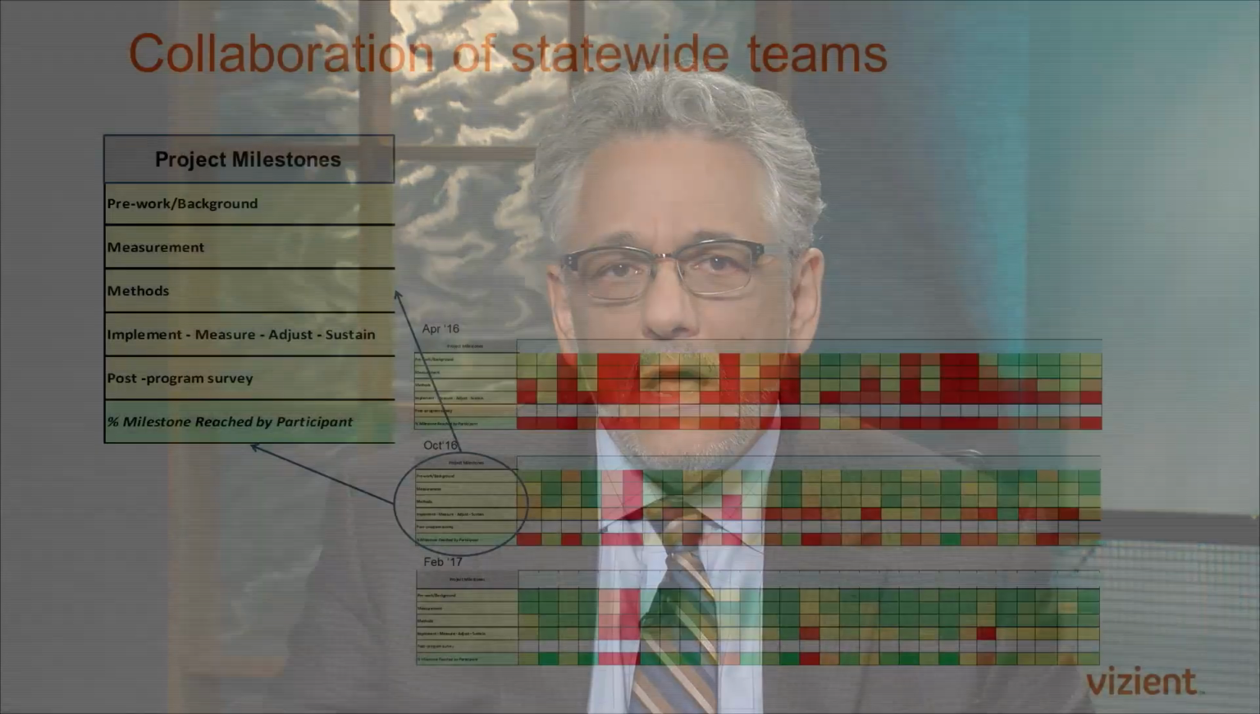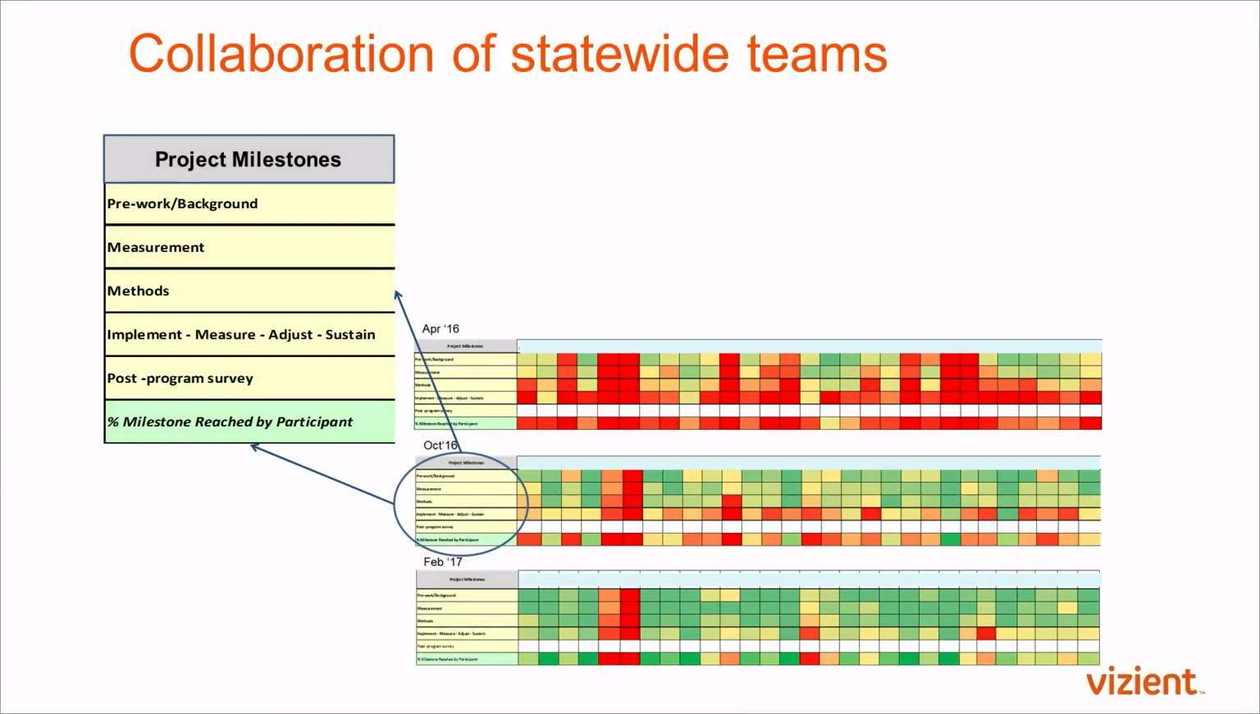And so we can talk about the milestones. What you see on the graphic on the left-hand side are very typical project management milestones. Pre-work, understanding background, how are we going to measure success, what methods should you be using in order to improve, how do you implement, how do you measure success, and as Ali talked about, how do you adjust and sustain based on what you're learning. Application of quality and performance at a high level, at a large scale.